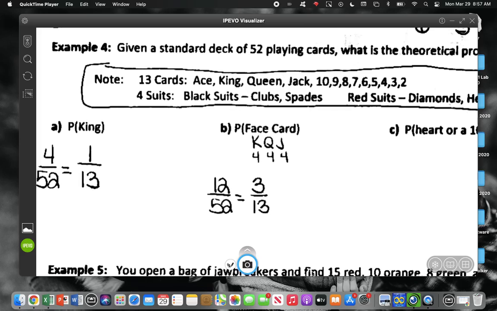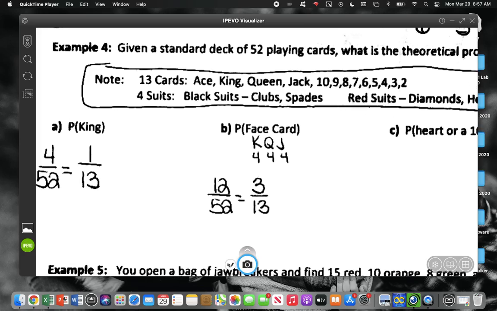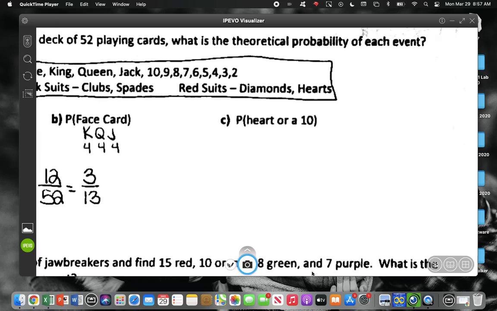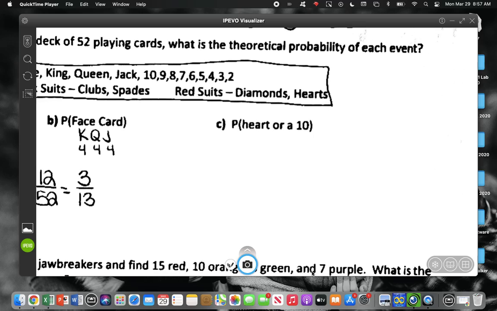All right, now I like this next question. But before we do C, do you guys have any questions on A or B? All right, this one is a good one. It says there's a probability of a heart or a probability of a 10.